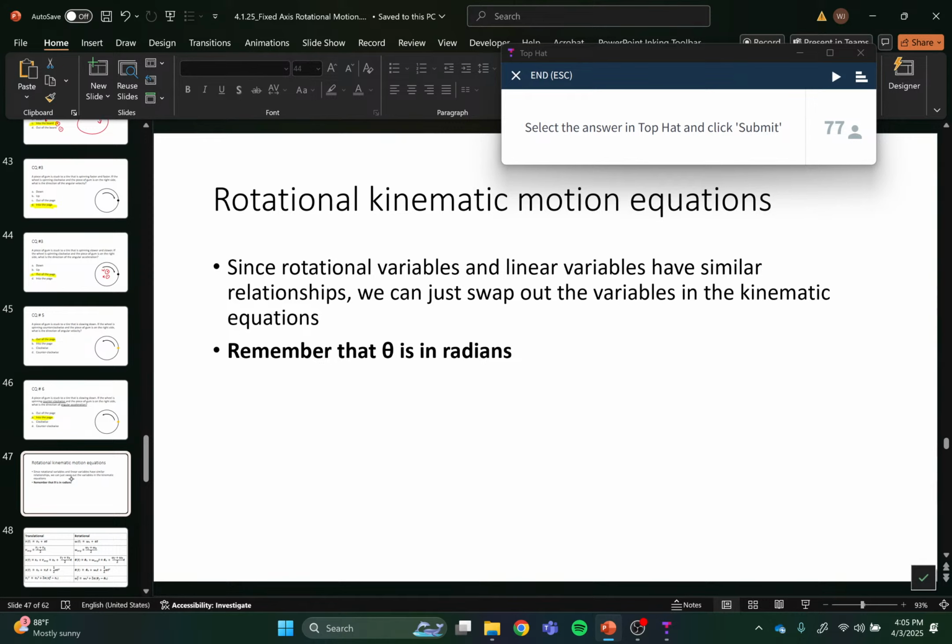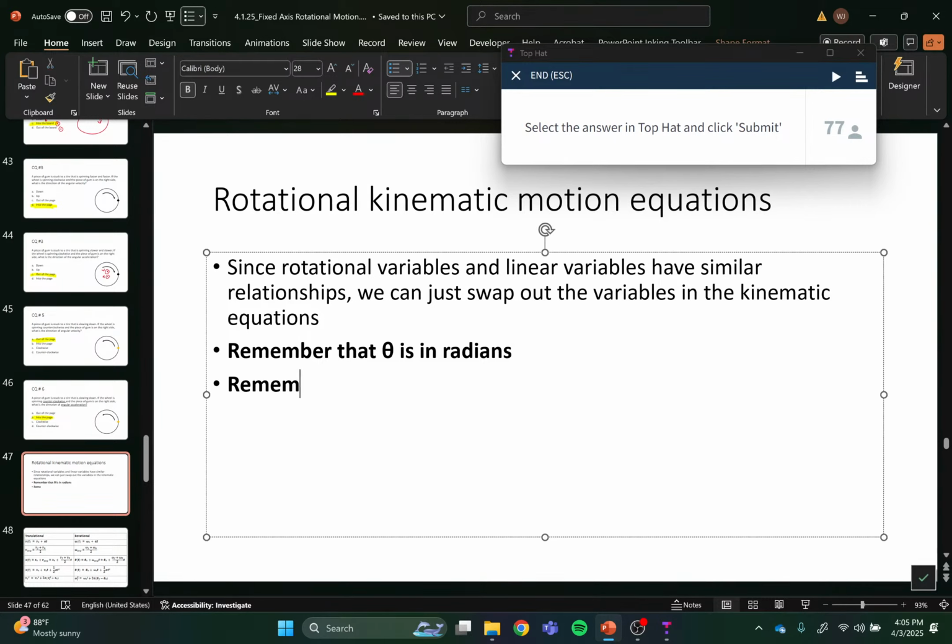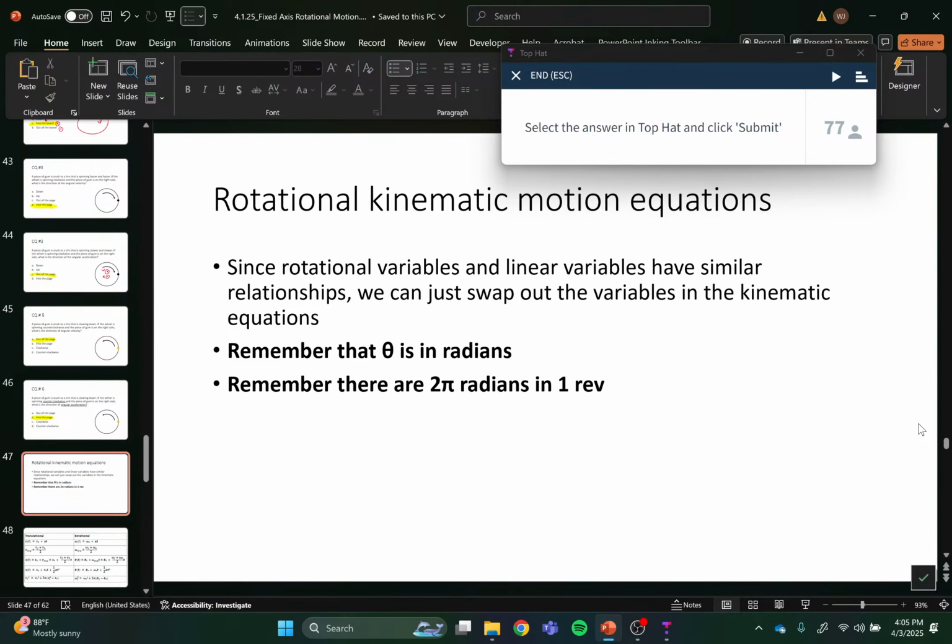Rotational kinematic equations are the exact same thing as regular kinematic equations, just everything swapped. And remember that when we measure angle, there's two things you all need to remember. Remember that theta is in radians, and remember there are 2 pi radians in 1 revolution. We already used that. We're going to use it again. So we do not work in degrees because degrees are made up. 360 degrees was a made up number that someone decided. 2 pi radians, that one is set in stone. It's just how the world works.